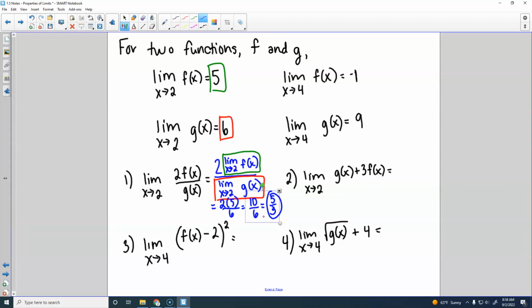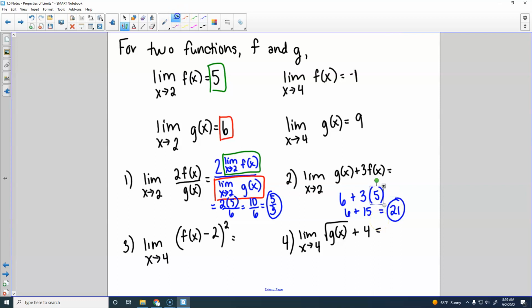Now, when I do these problems, I typically do not write out that limit notation with them. I do that part in my head. So if we do that on the second one, I know I'm taking the limit of these separately, plus I have this coefficient right here. So the limit as x approaches 2 of g of x, that is 6. And then I've got that 3 as a coefficient that's just going to be pulled out, so it's going to be right here. And then the limit as x approaches 2 of f of x is going to be 5. And so I get 6 plus 15, which is going to give me 21.